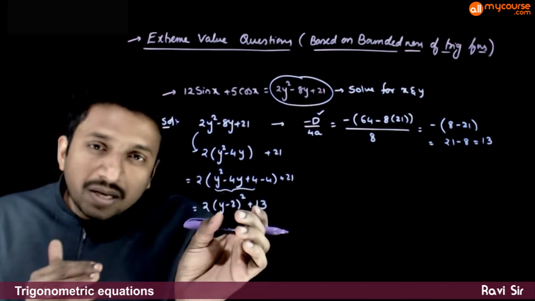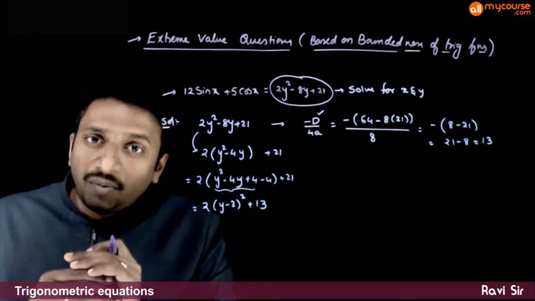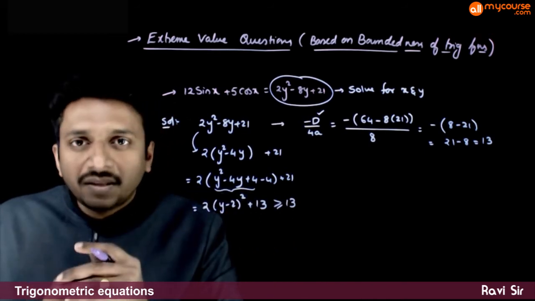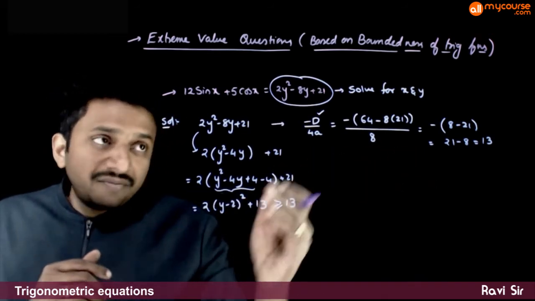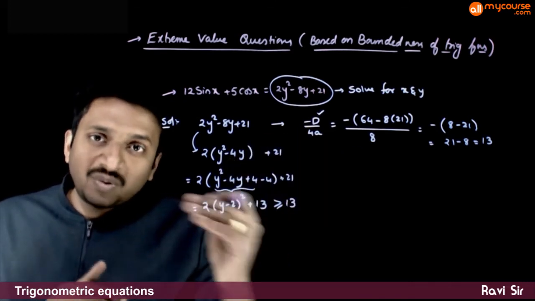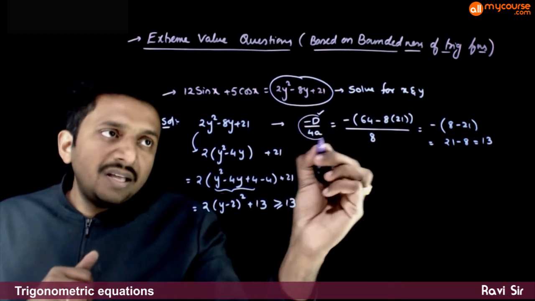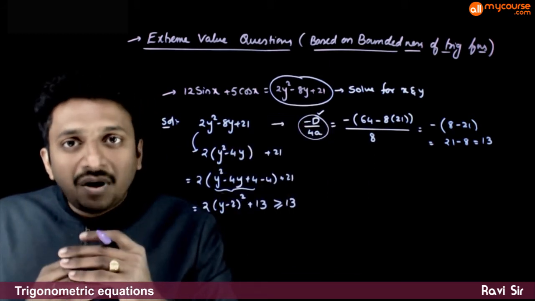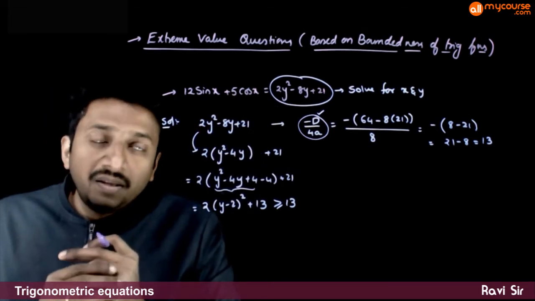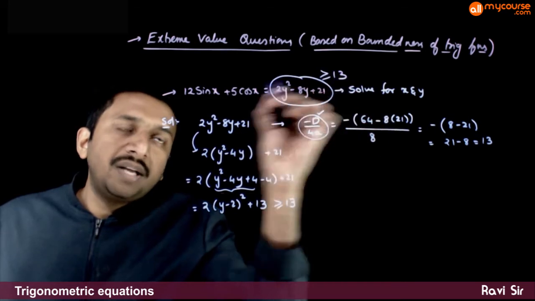Now we know that y minus 2 whole square is always greater than or equal to 0, times 2 is always greater than or equal to 0, plus 13 is always greater than or equal to 13. So we get the same answer from this formula and this method. Actually, this is derived by this method. So you can remember this formula, minus d by 4a gives you the minimum value of a quadratic expression whose leading coefficient is positive. Now this side we have found is always greater than or equal to 13.